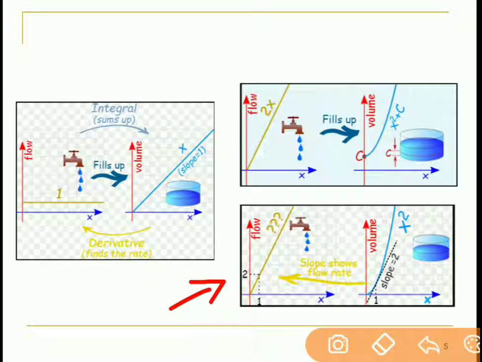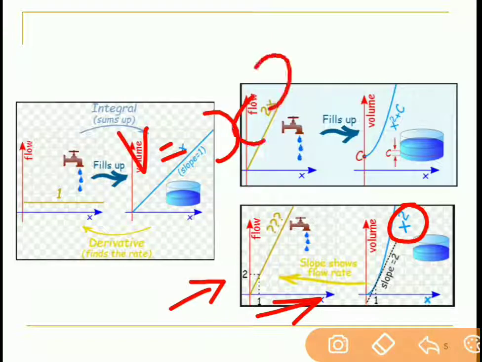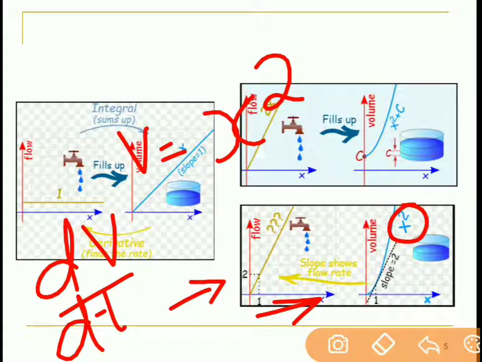In the next figure, suppose you have been given that volume is increased parabolically, then what is the flow rate? The reverse case is asked. Given that volume is increasing parabolically, then volume is equal to x square. Then we need to find out the flow rate. Flow rate means what? Rate of change of volume with respect to time. Rate of change of volume with respect to time means what? Differentiation of volume with respect to time.